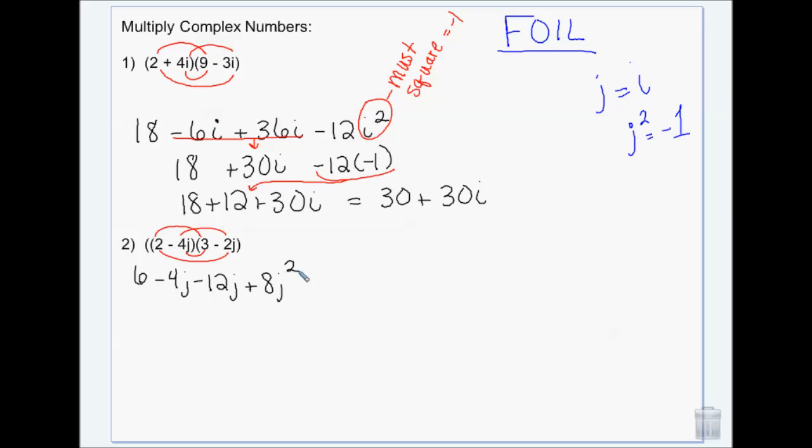Okay. So I'll try to make this less confusing. So first I'm going to combine my like terms on this one. So I've got 6 minus 16j plus 8j squared. But I can't have j squared. So that's 6 minus 16j plus 8 times negative 1.